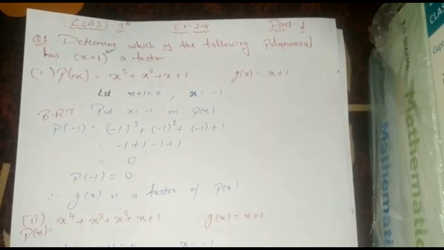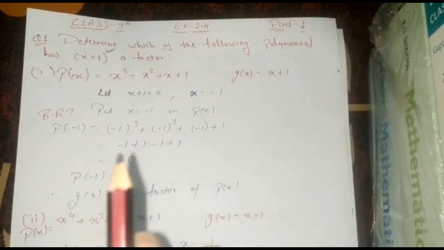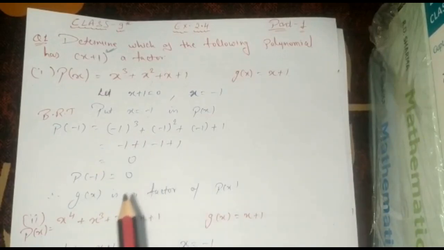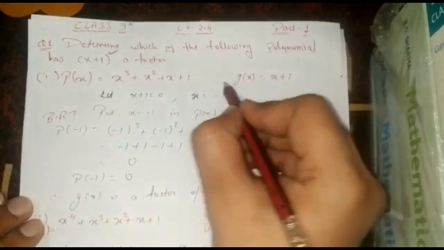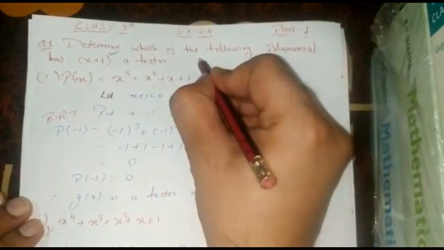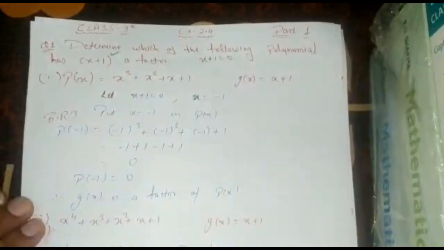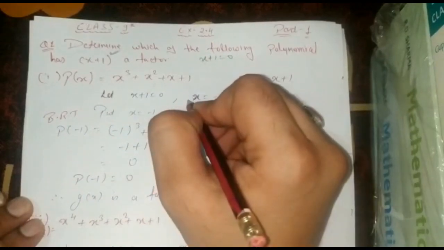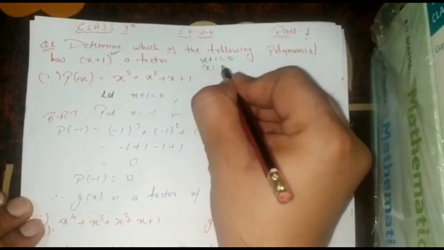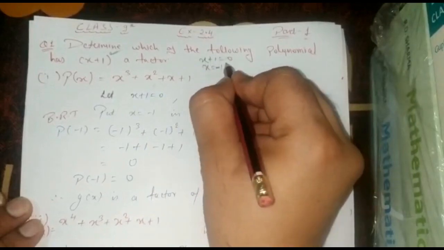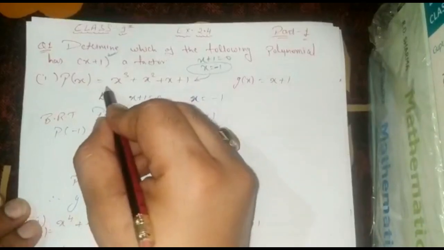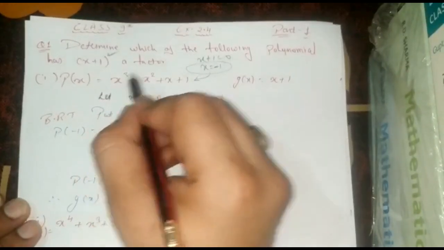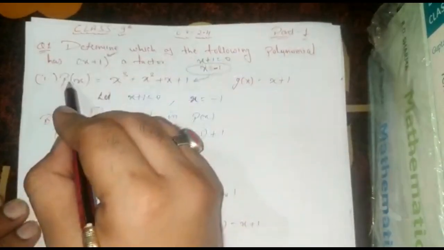Now we have to understand how we can check whether this polynomial has x plus 1 as a factor or not. We can set x plus 1 equal to 0 and find the value of x from this equation. So x will be equal to minus 1 when it goes to the RHS. We have to put x equal to minus 1 in the given polynomial, that means p of minus 1.